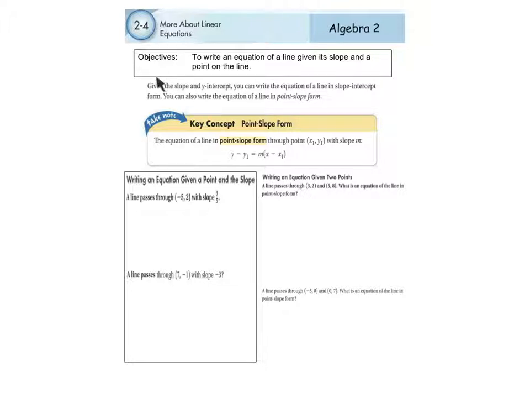Again, given the slope and the y-intercept, you can always write the equation of the line in slope-intercept form. But you can also write the equation of a line in what we call point-slope form. Point-slope form is right here: y minus y1 equals m times the quantity x minus x1. So let's talk about where each one of these comes from.